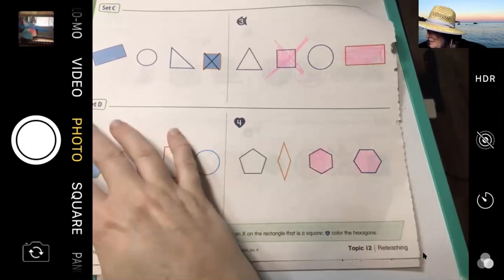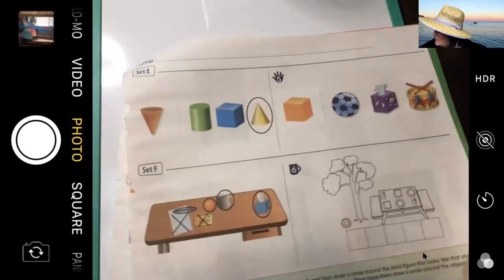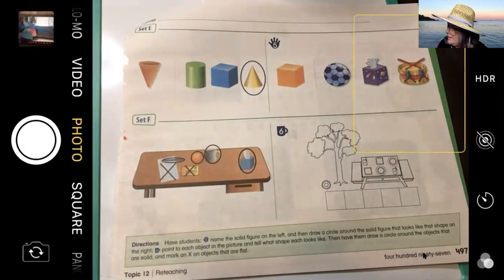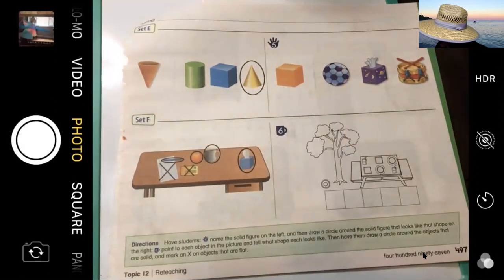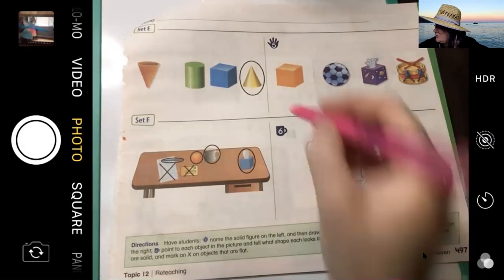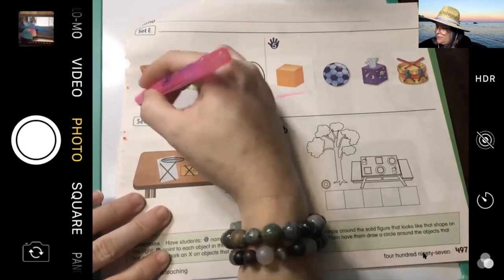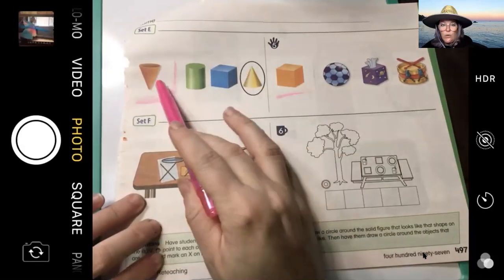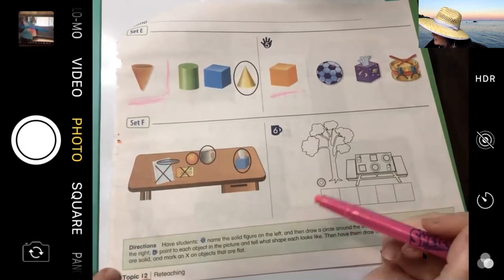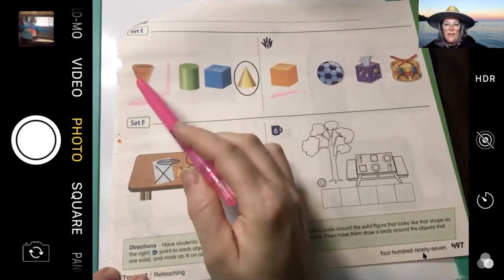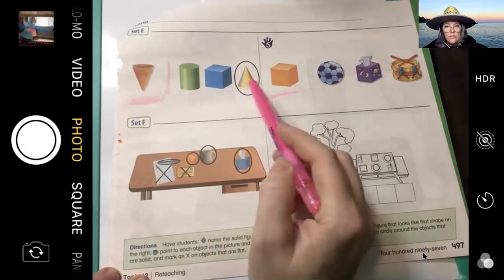All right, let's turn the page to page 497. 497, let's keep going. Number 5 says, name the solid figure on the left. So you'll see they have it here. Here's the ones on the left, and you'll see they did this one for us, okay? So they said cone, and then draw a circle around the solid figure that looks like the shape over here on the right, okay? So they named this a cone, and they circled the cone.